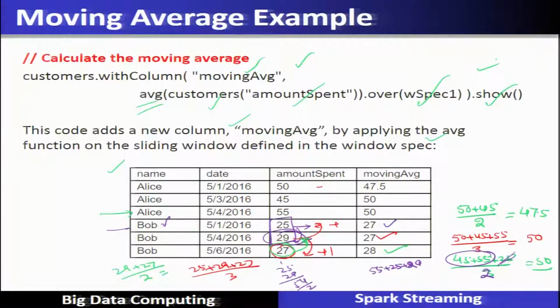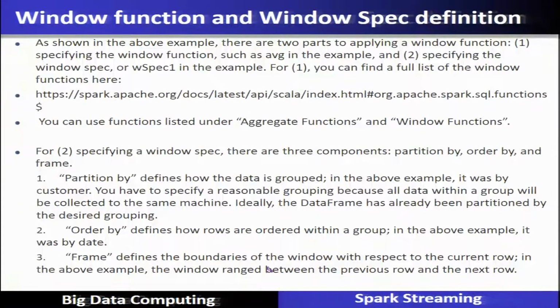Now this is the small number of entries that we have to see, that the window is sliding and the moving average is now calculated and filled in this particular table. So window based function and window specification definition, as shown in the example, there are two parts to applying the window function. First is specifying the window function such as the average in the example, and the second is specifying the window specs, that is window specification.